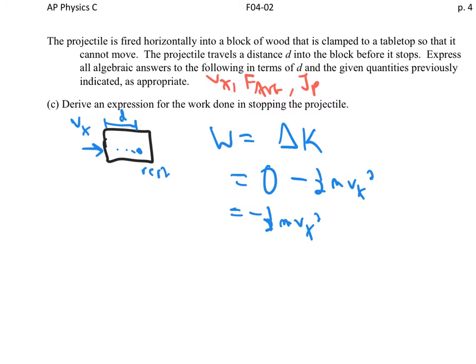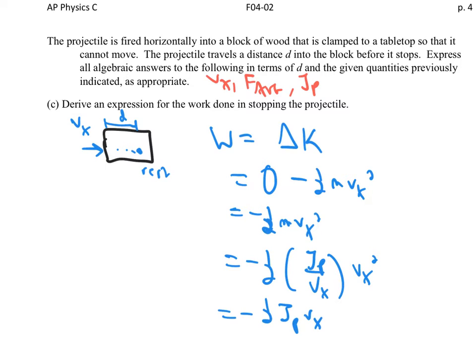But m is not an acceptable variable. So we have to say minus a half, and we found that m was Jp over vx, times vx squared, or at the end, minus a half Jp vx. The rubric says that you get 1 point for saying the work energy theorem, work is delta k. You get another point for substituting the expression for m, and then you get a third point for showing the work is negative.